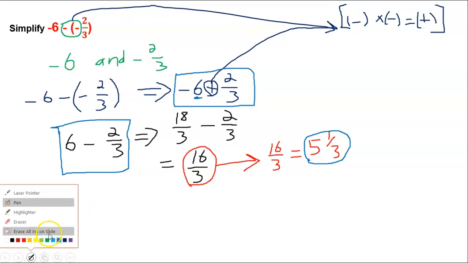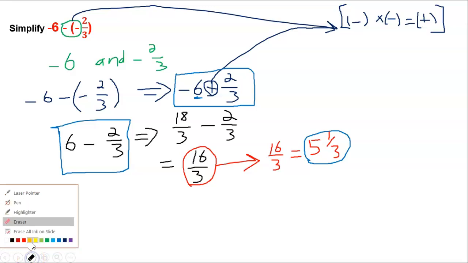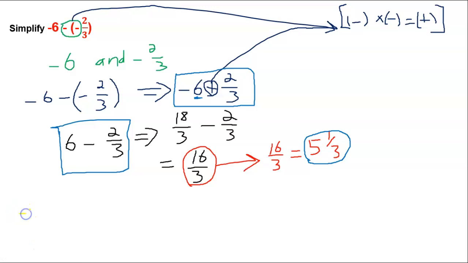So let me write that in a different color ink. Therefore, negative 6 plus 2/3 equals negative 5 and 1/3. Or you could say negative 16 over 3, doesn't really matter for me. And that's your answer.